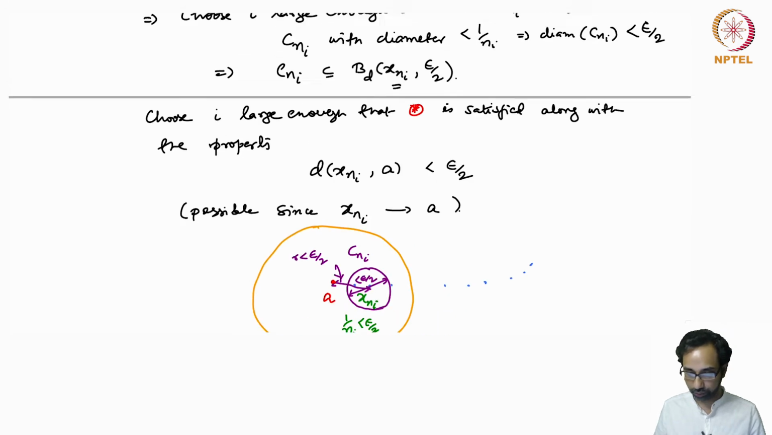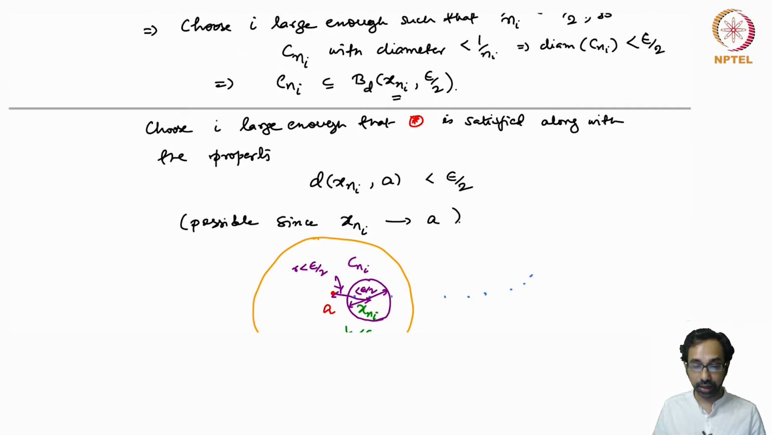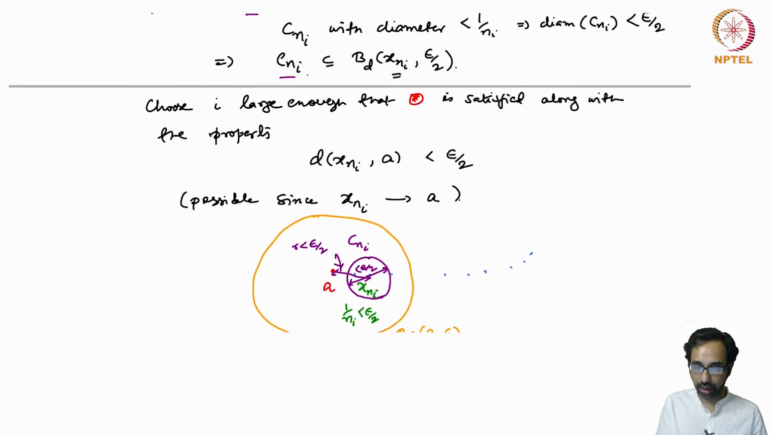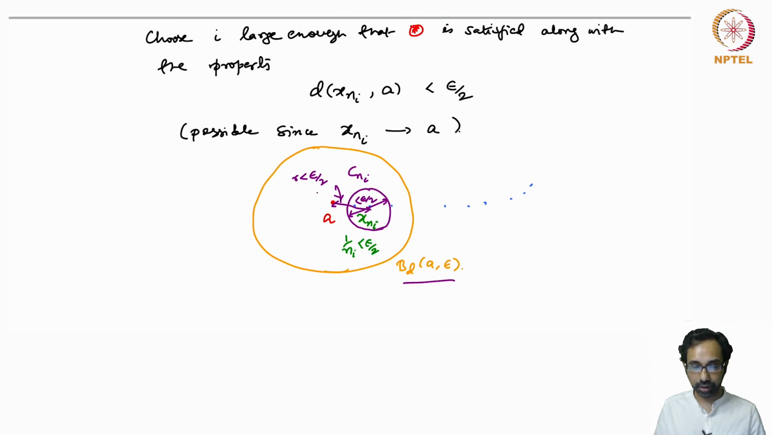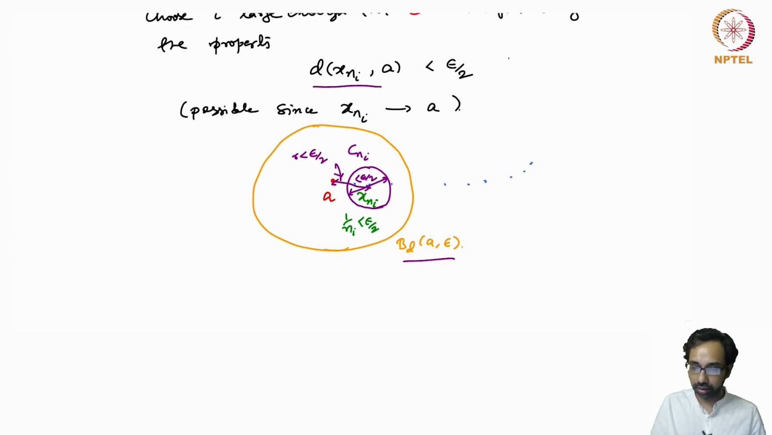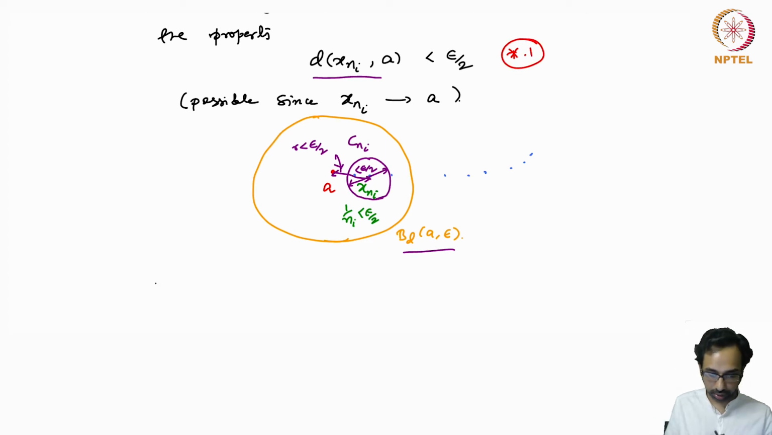So this is what we did. The first index we chose was i large enough such that 1 over n_i is less than epsilon by 2, and so C_{n_i} is a subset of the metric ball of radius epsilon by 2 with center x_{n_i}. On the other hand, since x_{n_i} converges to A, we chose n_i large enough such that the distance between x_{n_i} and A is less than epsilon by 2. Let me denote this as star point 1.